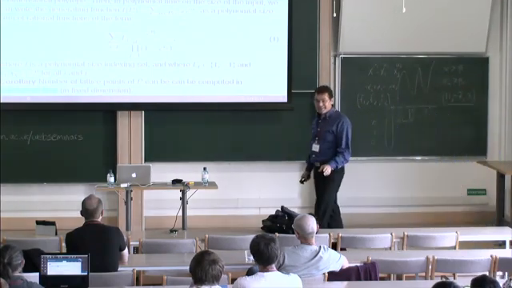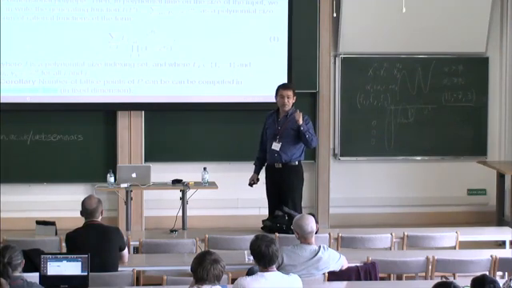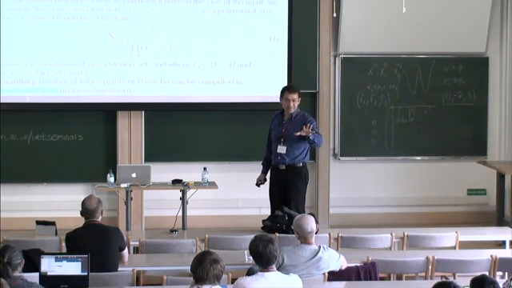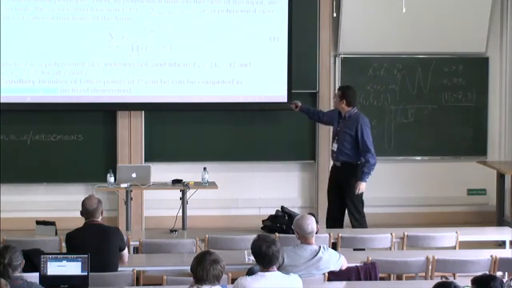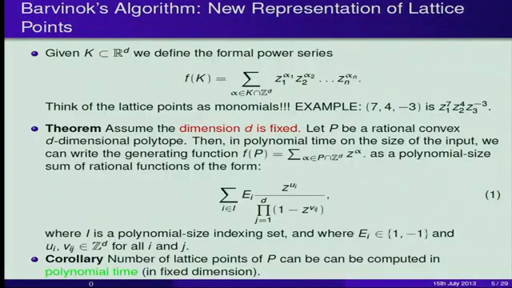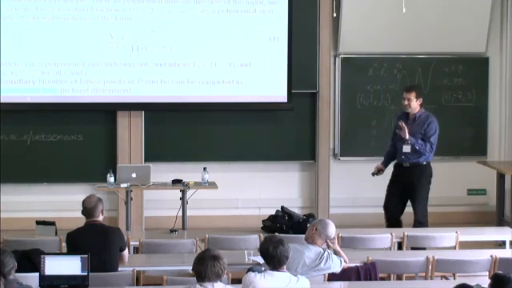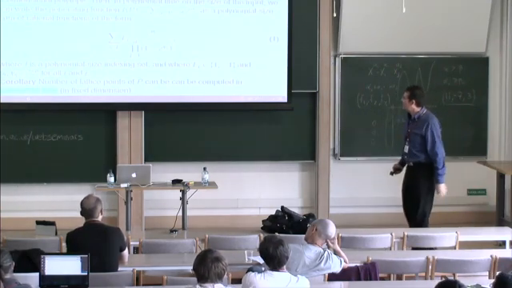So the theorem is, you start with a polyhedron in fixed dimension. And then you can compute a representation of the lattice points, of the sum of the lattice points, as a sum of rational functions with this kind of shape. So that's the theorem. I'm going to show you an example because if there's only one thing you learned today, I want you to understand this theorem. It's a really cool theorem.